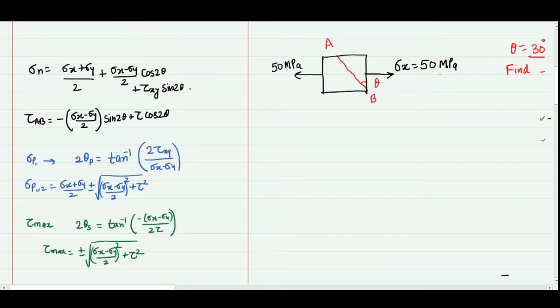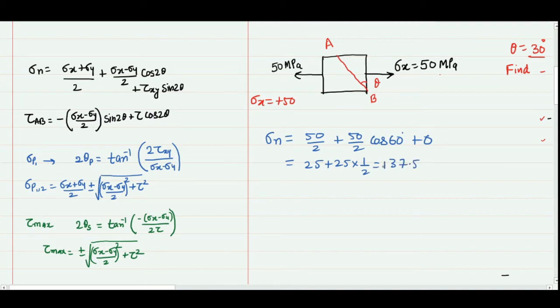So for the normal stress, I know that my sigma x is plus 50 here. All other stresses are 0. So when I put all the values in this formula, I will get my normal stress as 50 by 2 plus 50 by 2 cos 60° plus 0. So I will get 25 plus 25 into 1 by 2, that will be 37.5 with positive sign. And I know that my normal stress is positive, that means it will be away from the body, so this will be the representation of my normal stress.